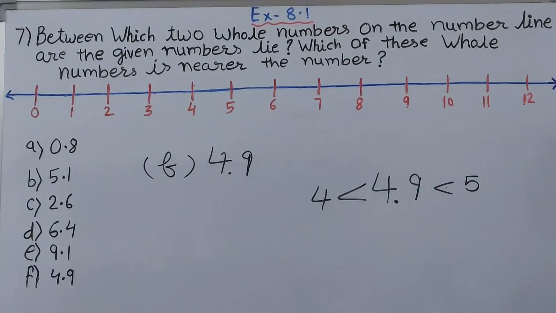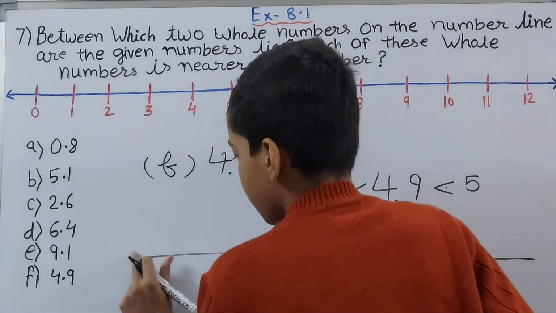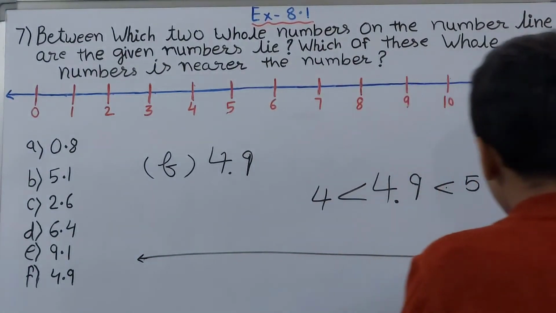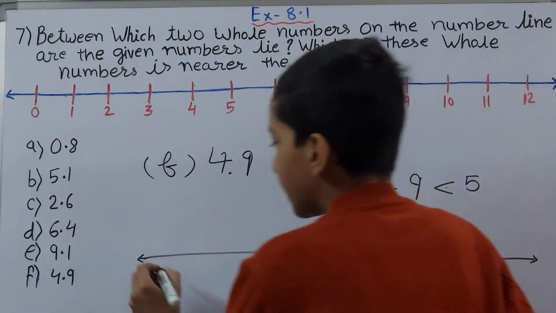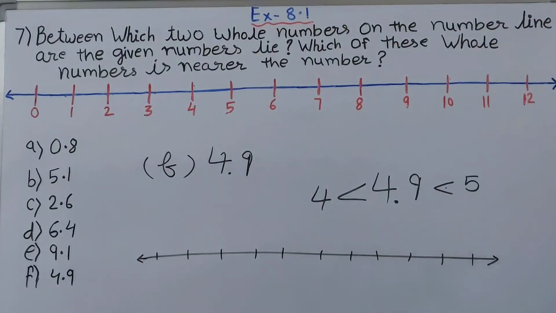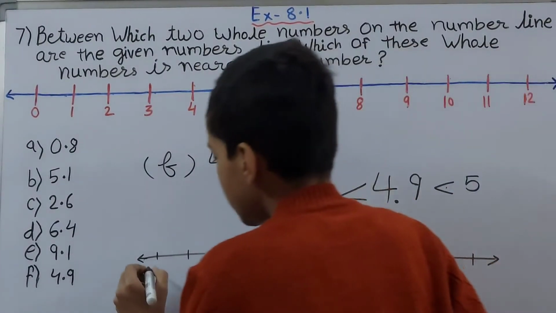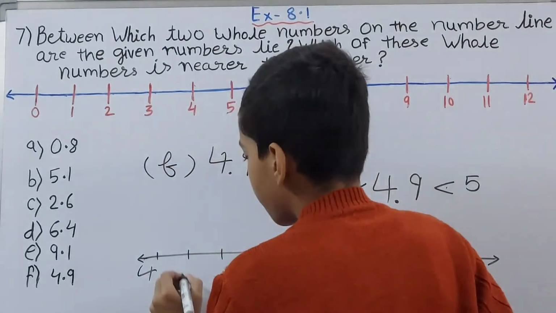So the first step is completed. Now let's move on to the second step, which is to draw the number line. So let's divide this into 10 equal parts. So let's start. This is divided into 10 equal parts. So now let's start filling this. So we will be starting from 4.